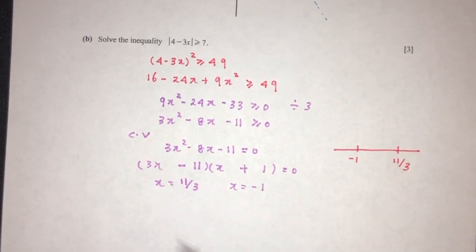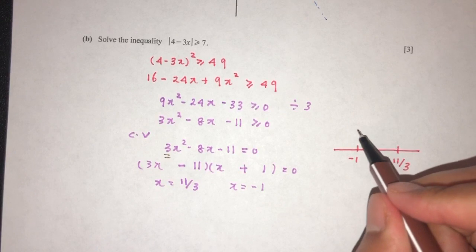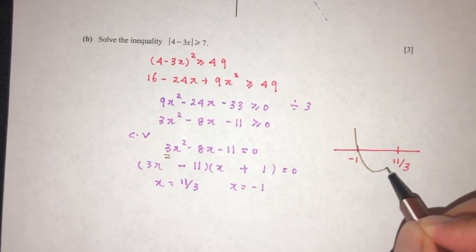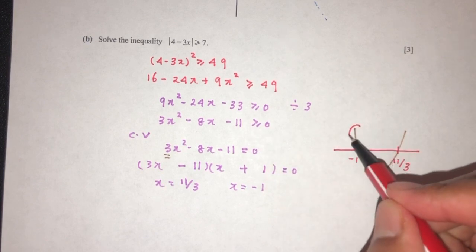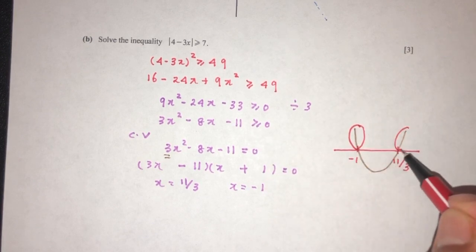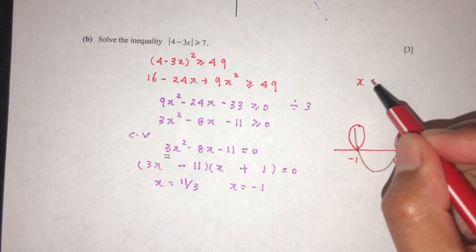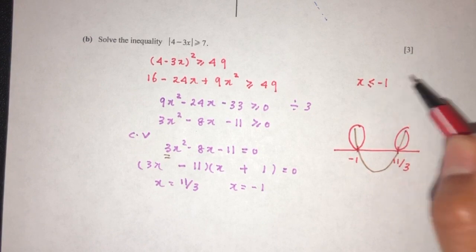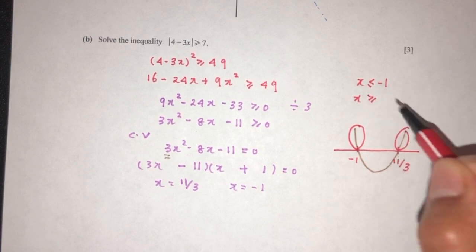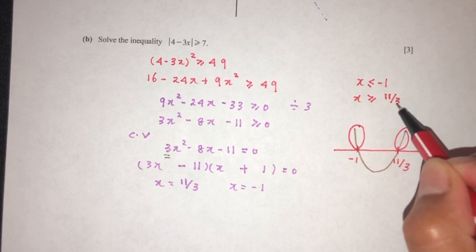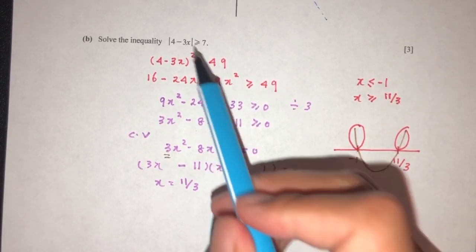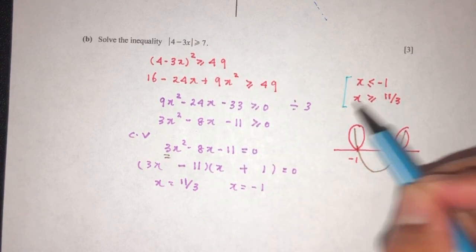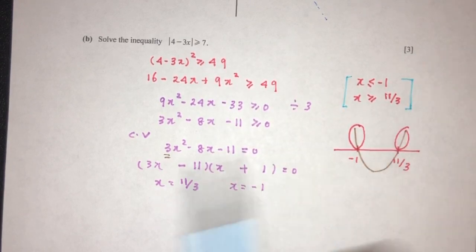Here we see it is positive, so it will be in the shape of this, right? And we need the values to be more than 0. That will be this part and this part. So the answer will be x has to be less than or equal to minus 1, or x has to be more than or equal to 11 over 3. Less than this or more than or equal to this. So that will be the set of values of x for which that is possible. So this is your answer for this question.